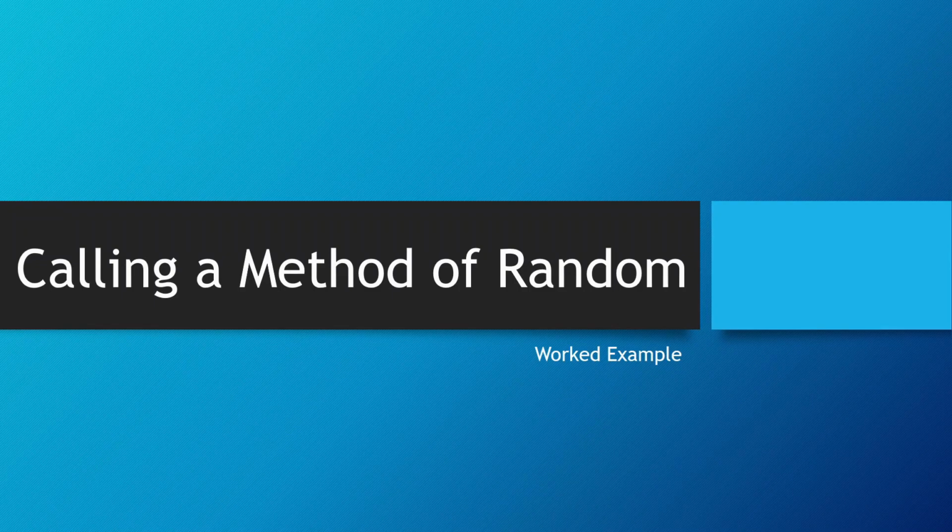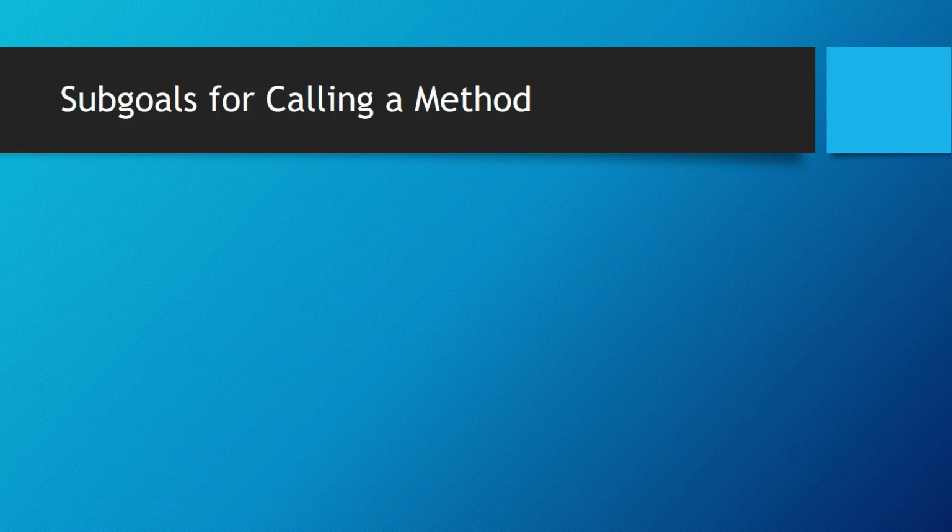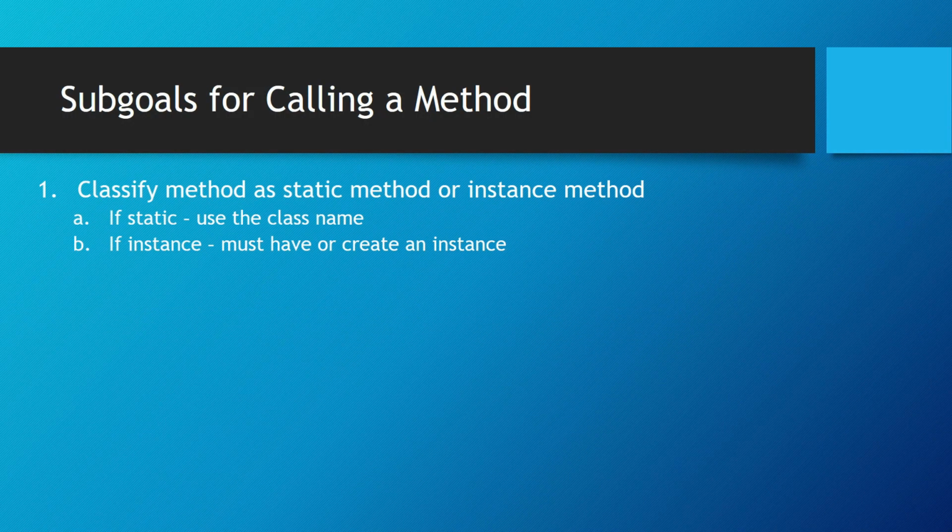In this example, we will be calling a method of random. Here are the subgoals for calling a method. For the first subgoal, we classify the method as a static method or instance method. If it's static, we use the class name. If it's an instance, we must have or create an instance.